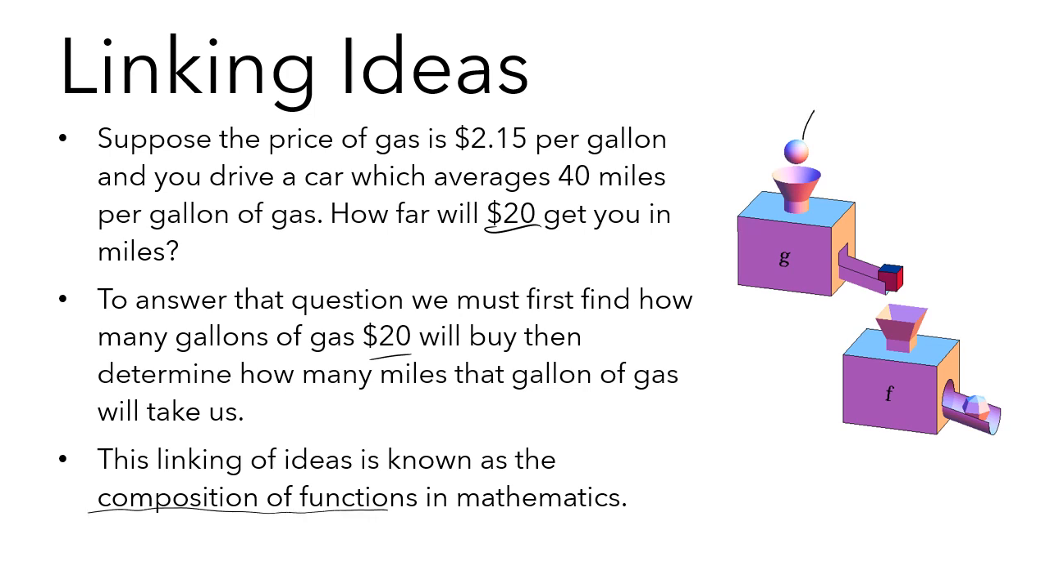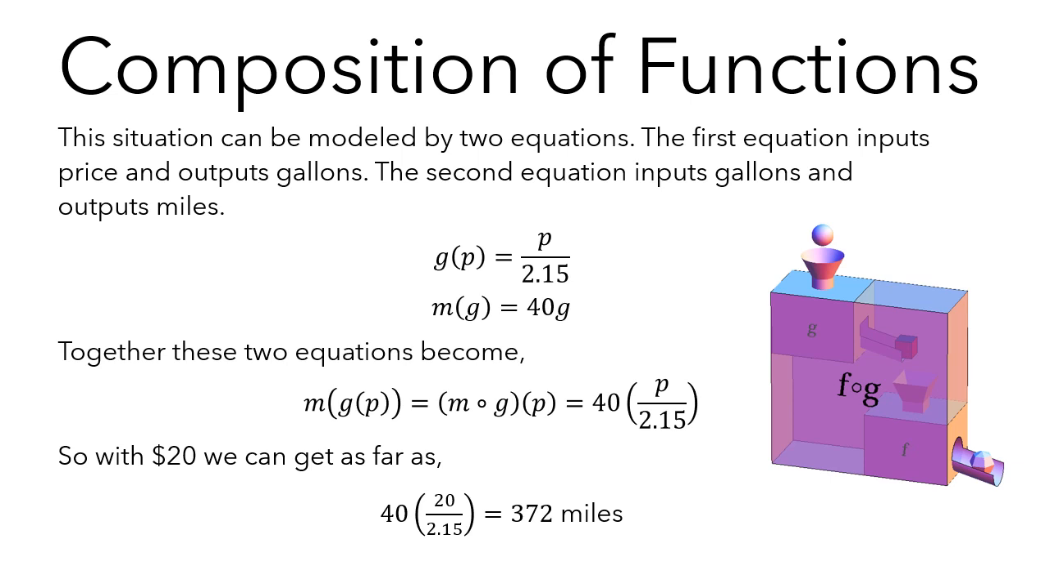So you can think of it this way. We input price and it gives us out how many gallons we can get with that money. Then we input gallons and it outputs how many miles. So we want to put these together into one big function. This situation can be modeled by two separate equations. The first equation inputs price and outputs gallons, and the second equation inputs gallons and outputs miles. So notice that the output of the first and the input of the second match. That always has to be the case.